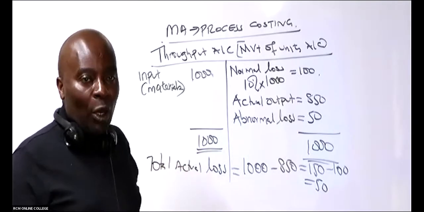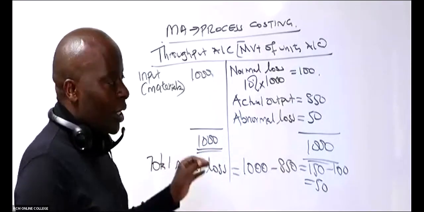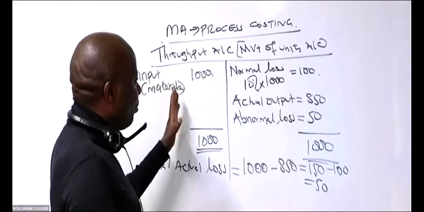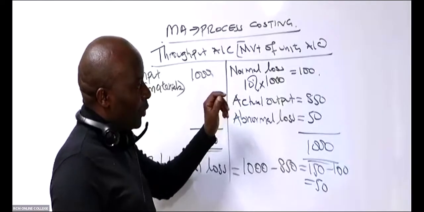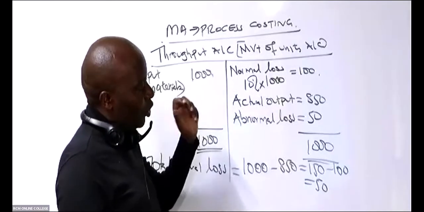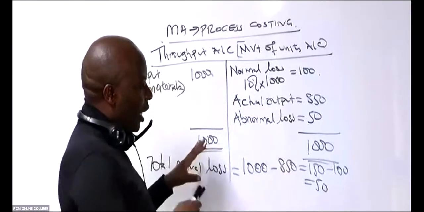For us, it's all about balancing the throughput account. The moment I've put in the input, I account for the entire input. So I have normal loss, which has been given as 10% of the input, 100. They have given me actual output of 850, so come and balance.